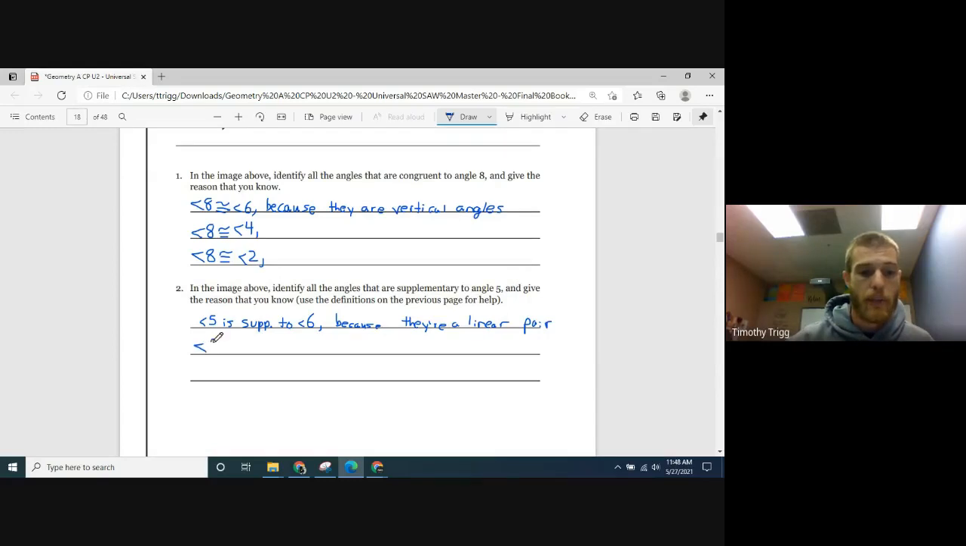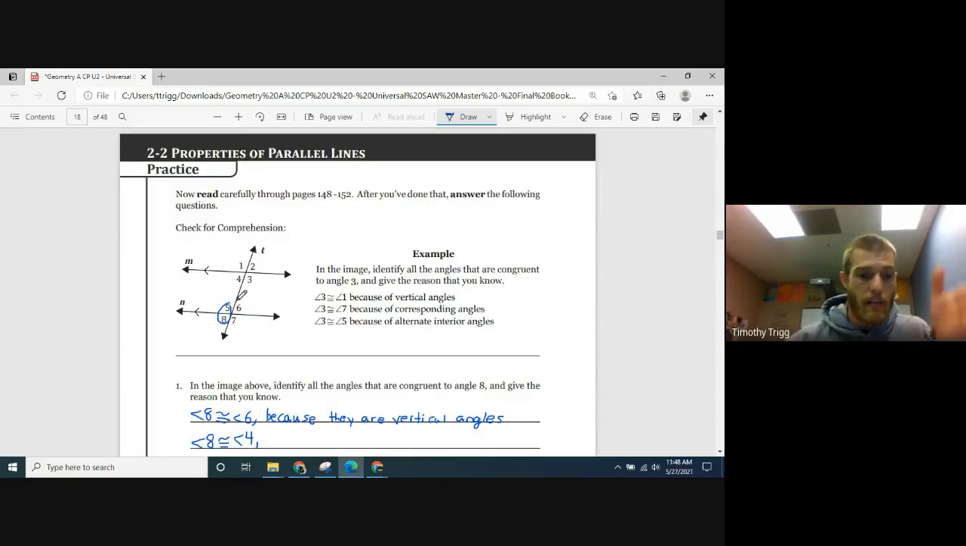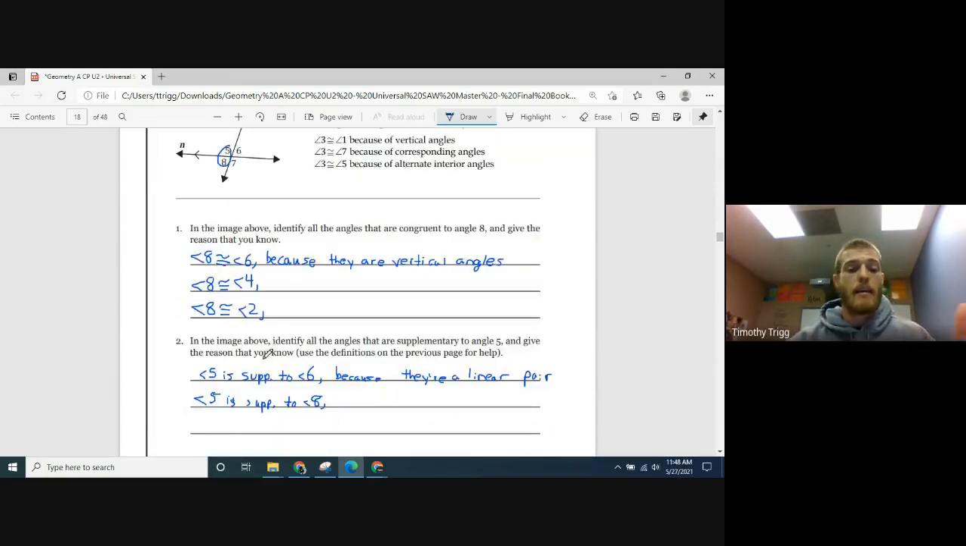Angle 5 is supplementary to angle 8. Again, because 5 and 8 form a linear pair, right? See how they form that straight line together? So angle 5 is supplementary to angle 8 as well. So it's supplementary to angle 6, and it's supplementary to angle 8 for the same reason, because 5 and 6 are a linear pair, and 5 and 8 are also another different linear pair.